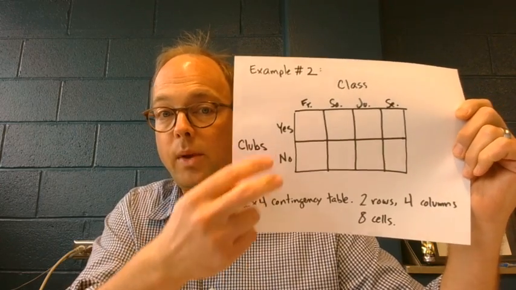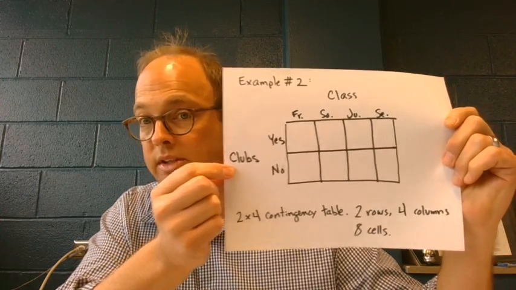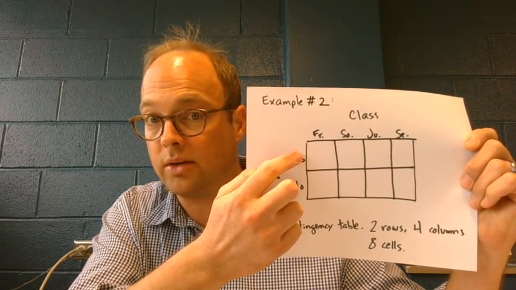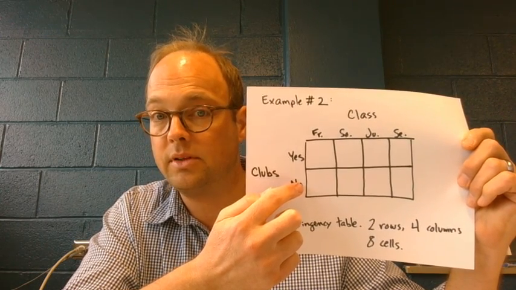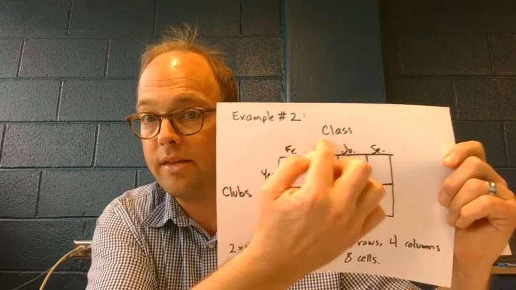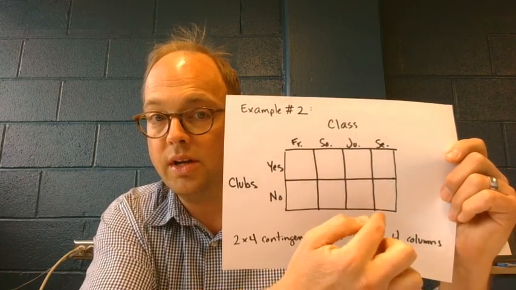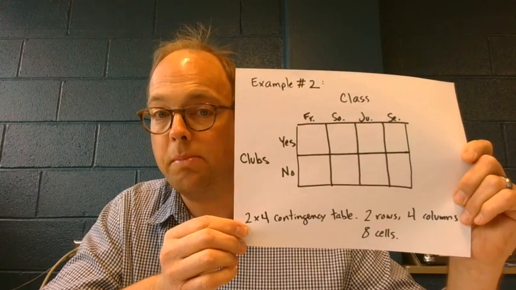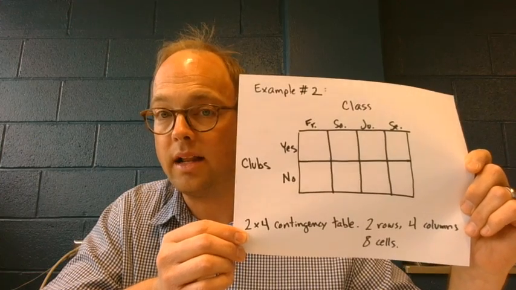As you can see, we have 2 rows, whether or not a respondent indicates yes, some participation in extracurricular clubs, or no, no participation in extracurricular clubs. So 2 rows, and I have 4 columns representing the 4 groups or the 4 classes: freshman, sophomore, junior, senior. This would be referred to as a 2x4 contingency table. There are 2 rows and 4 columns.